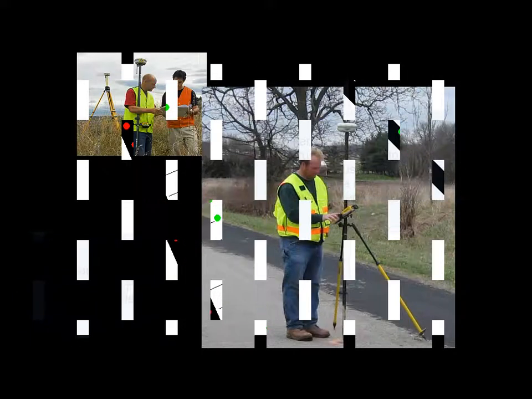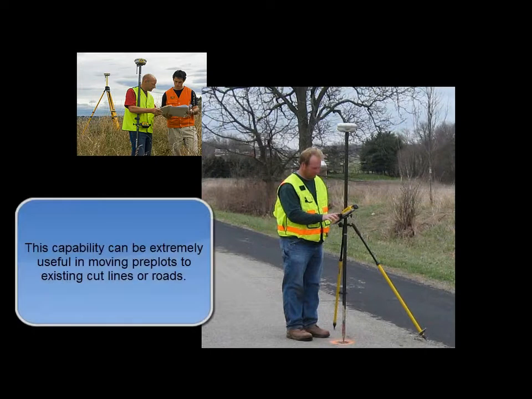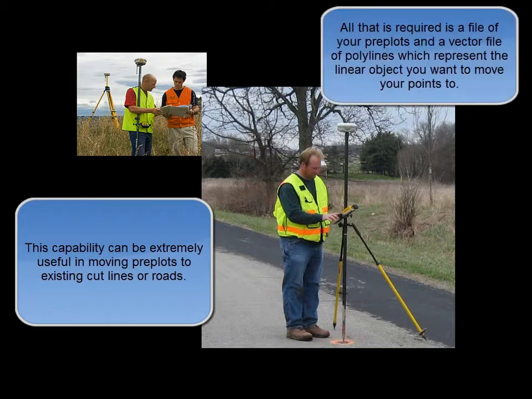This capability can be extremely useful in moving preplots to existing cut lines or roads. All that is required is a file of your preplots and a vector file of polylines which represent the linear object you wish to move your points to.